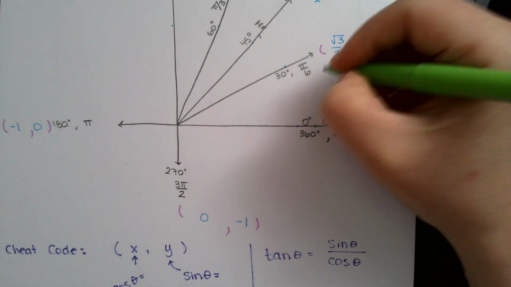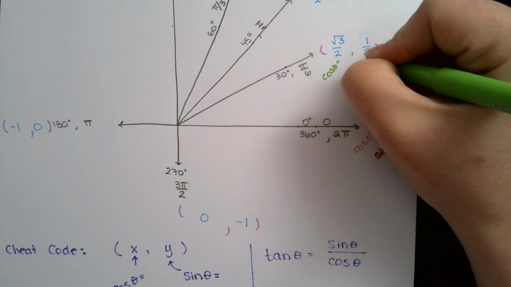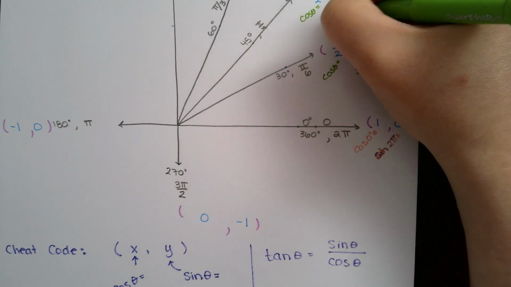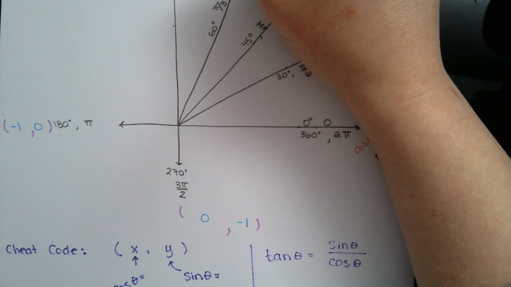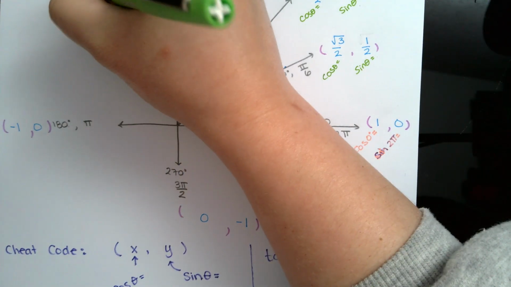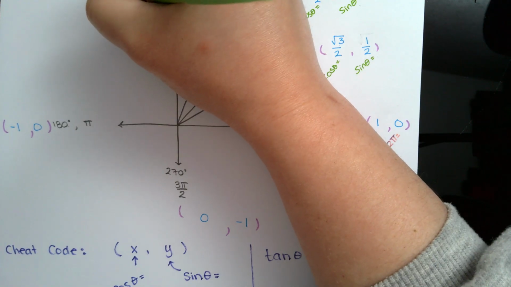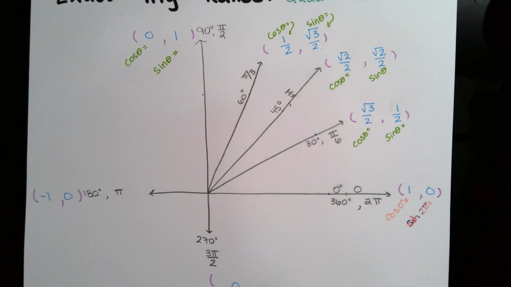Same thing here. This is our cosine answer. This is our sine answer. I'm just going to put theta. Here's our cosine answer. Here's our sine answer. And for every single value on the unit circle, we already know the answers for sine and cosine of that angle. So for 90 degrees, sine of 90 degrees is 1. Cosine of 90 degrees is 0.